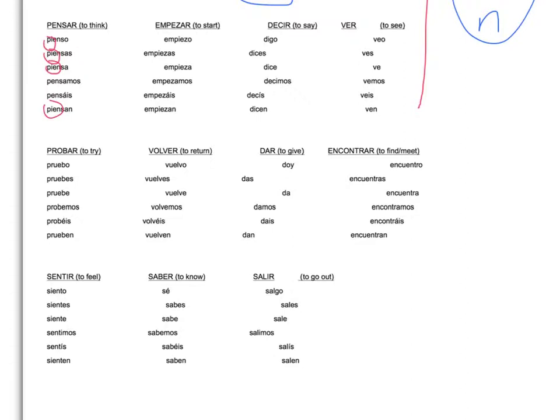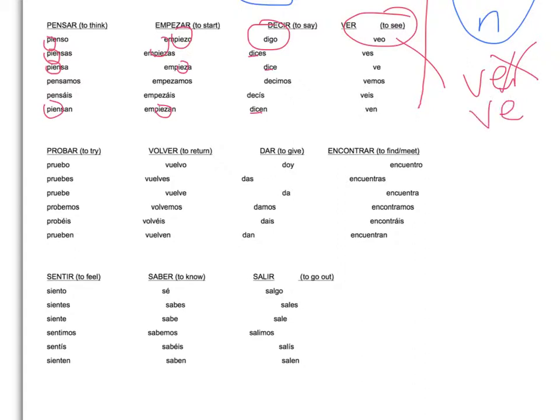Empezar, again, just a slight spelling change. Decir is just the first person, it's random, digo. After that, it does have this slight spelling change, again at the beginning as well. Ver, in my opinion, isn't really that irregular. Rather than removing the whole of the ending, if you just remove the R and then add the normal letters, it's regular. Because you add an O, veo, add an ES, ves, sorry. It does make sense.